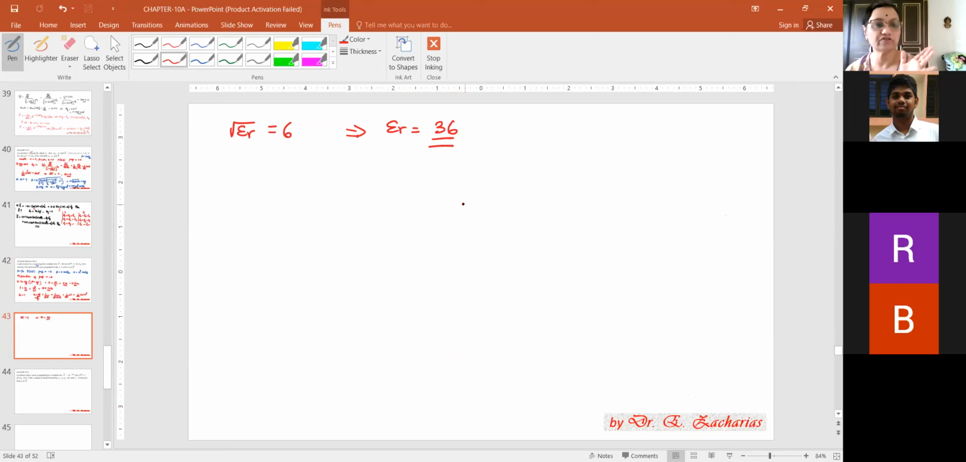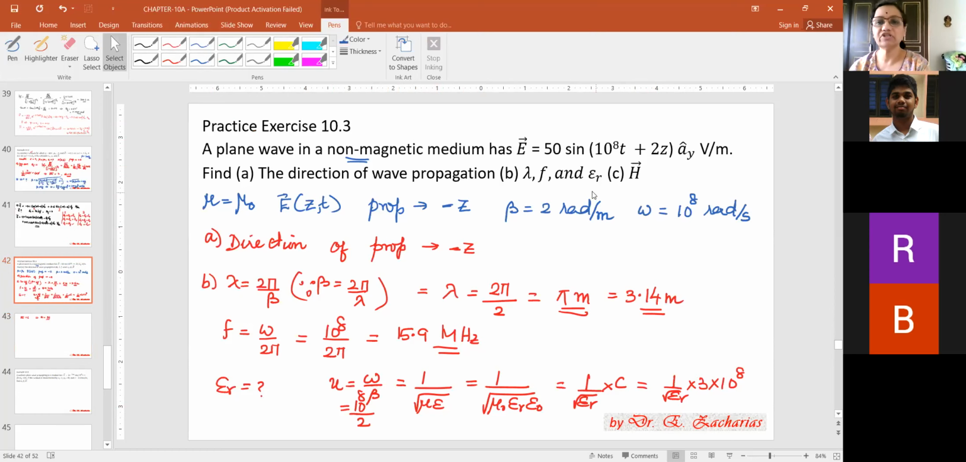There is no question of plus minus and all that. It has to be a positive quantity. Is that fine? So this is done. Then what else do we need? What is the third thing? So we found out lambda, f, epsilon r. All this is over. Next we want to find out the h. Let's see how to do that.